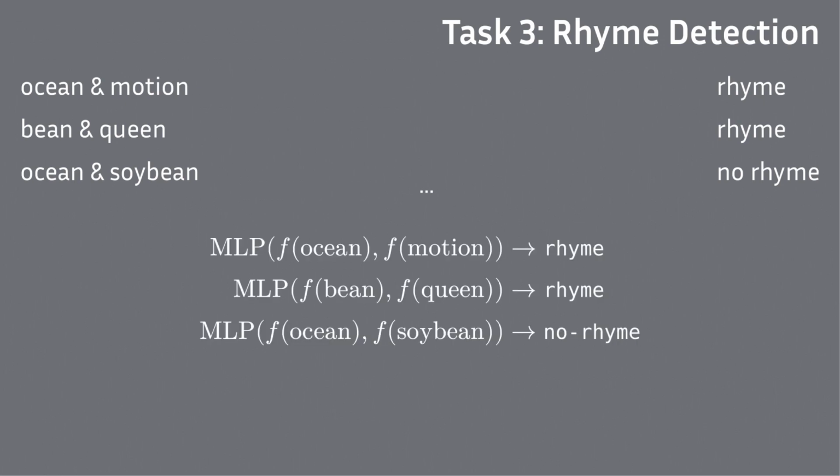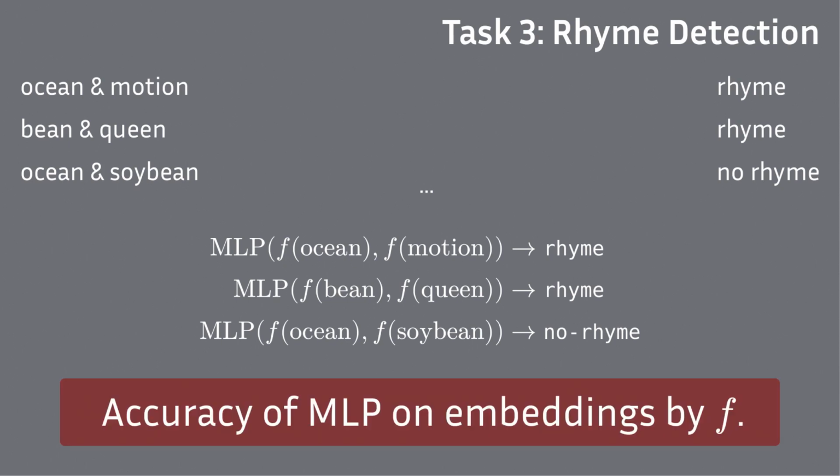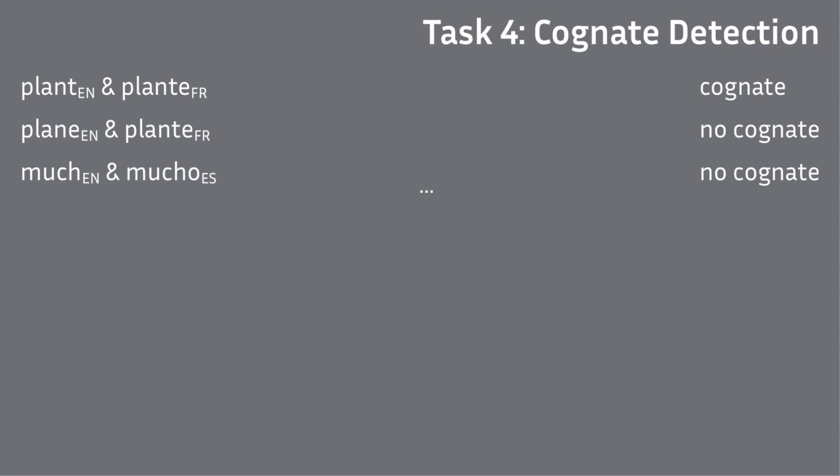To be fair to all of them, we use the embeddings as input features to a deep neural network, specifically a multi-layer perceptron. Then we train this model to perform the classification into classes rhyme or no rhyme. The better the embeddings, the higher the final test performance of this classification model. The next task has a very similar setup.